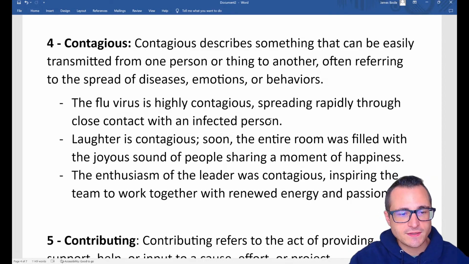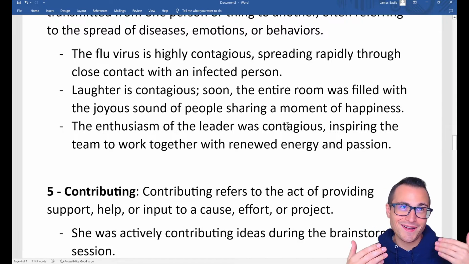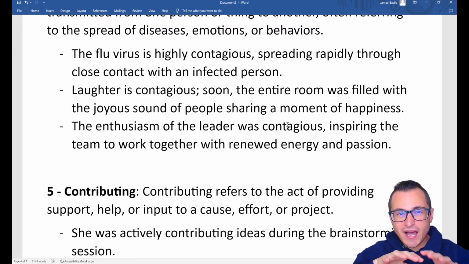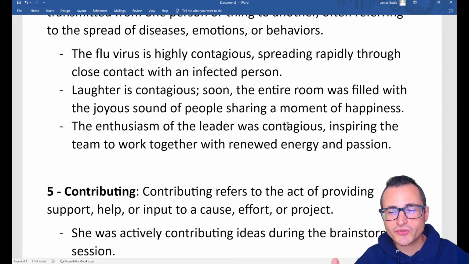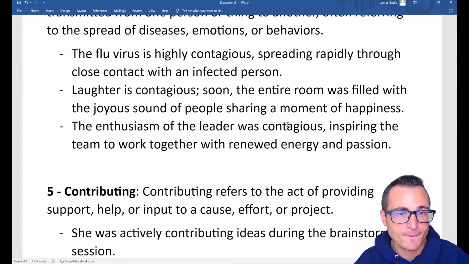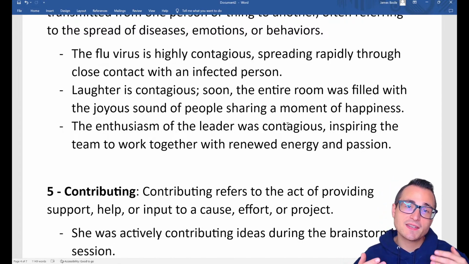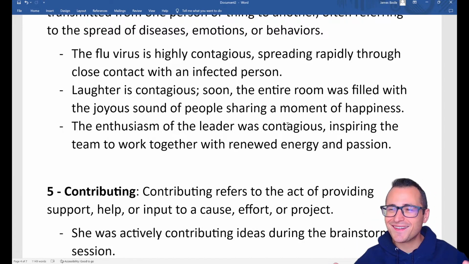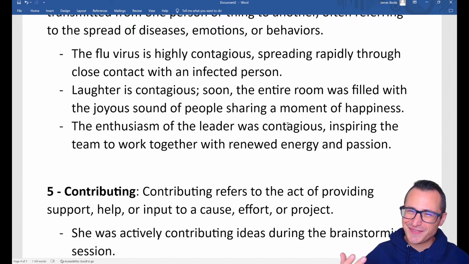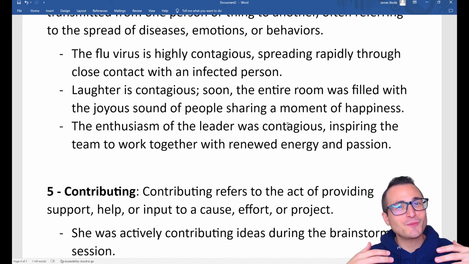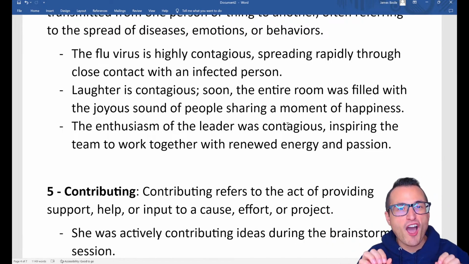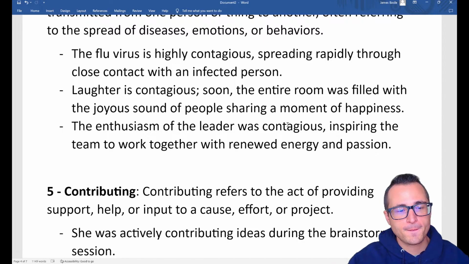Second example sentence. Laughter, ha ha ha ha. Laughter is contagious. Soon, the entire room was filled with the joyous sound of people sharing a moment of happiness. So, what happened here? It says laughter is contagious. If one person is happy and laughing, then another person will start laughing, and then a third person maybe will start laughing. Laughing is contagious. It spreads. It affects you.